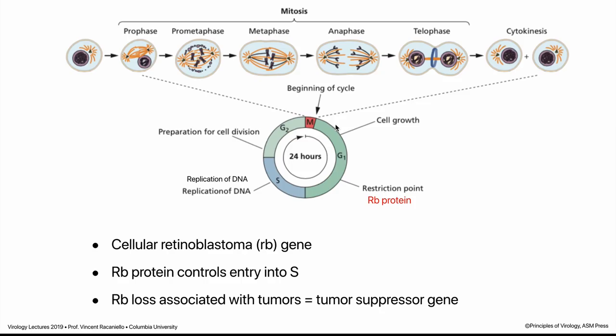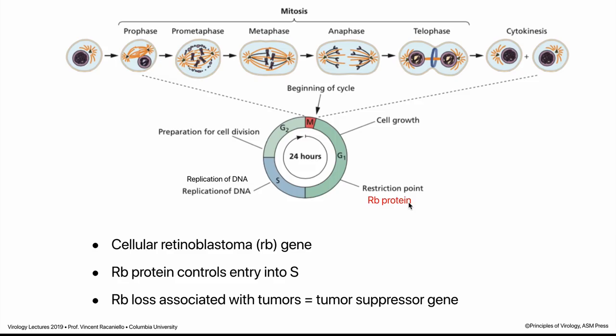There is a restriction point in G1 where the cell senses the environment and says, should we be dividing? Is there enough nutrient around? And there are receptors on the cell surface that govern this, which we'll talk about later when we talk about viruses causing cancer. If there aren't enough nutrients around, the cell cycle will stop here. It will not go into DNA replication. It won't go into mitosis. This restriction point is controlled by a protein called RB, which we saw last time.